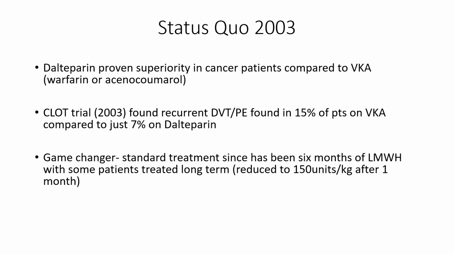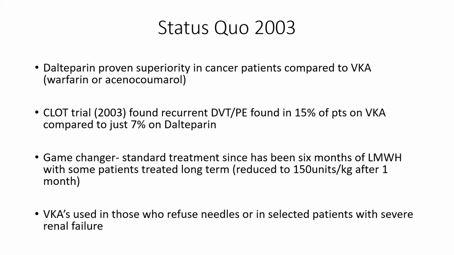So the standard treatment since then has been: patient gets a PE or a DVT, given 6 months of low molecular weight heparin, and then decisions are occasionally made on long-term treatment after that. And VKAs are used in those who refuse to have the low molecular weight heparin or in selected patients with severe renal failure, but your standard of care would be low molecular weight heparin.